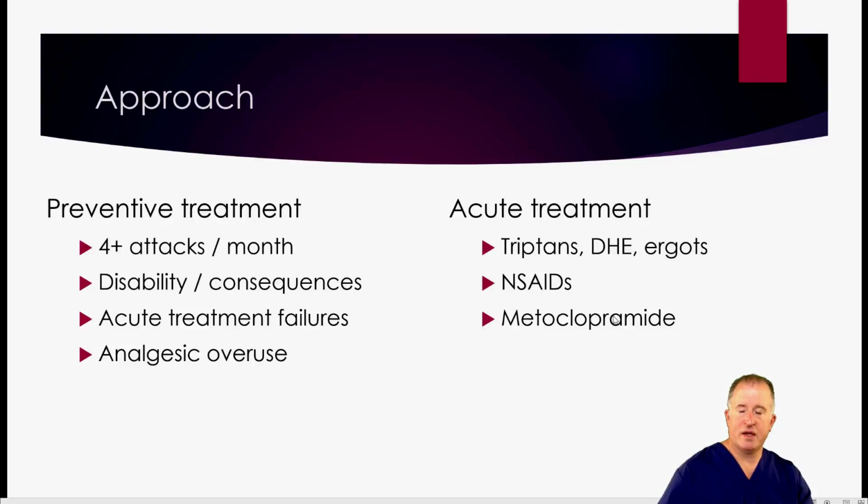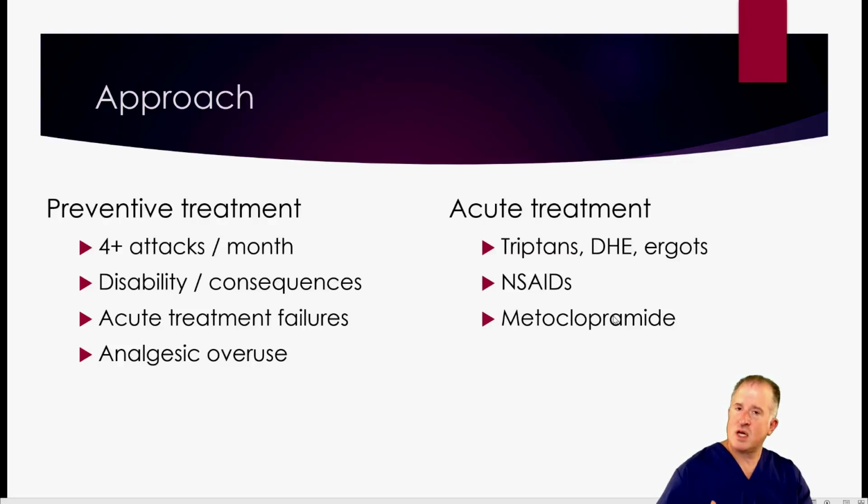And once you've settled that, you can then think about the next series of questions, which is, is this a case that needs preventive treatment, and which acute treatment am I going to offer Emily? So let's consider whether Emily needs preventive treatment. And my list of considerations for whether someone needs preventive treatment is really 4 items long. Does Emily have 4 or more attacks per month? Are there disability or consequences associated with the headache? Is there an acute treatment failure? And is there analgesic overuse?